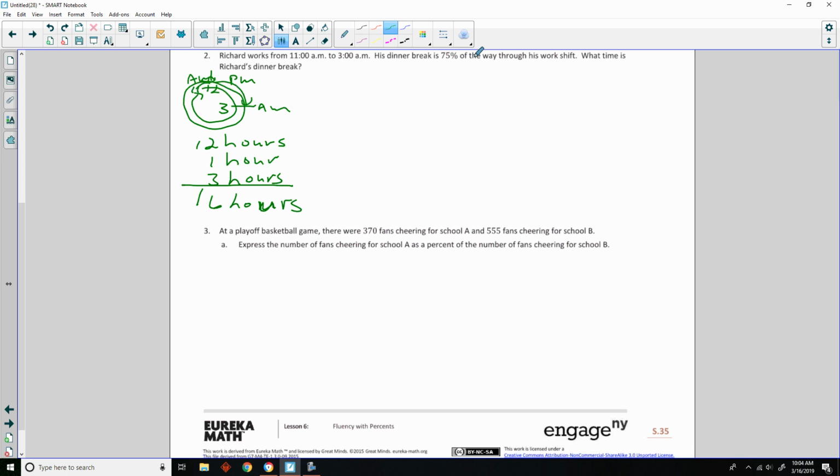His dinner break is 75% of the way through his work shift. What time is Richard's dinner break? I will represent 75% as 3/4, and I will multiply by 16. And when I do that, the 4 reduces the 16 to 4, and 3 times 4 is 12. So it's 12 hours after he starts. And he started at 11 a.m., so dinner is at 11 p.m.